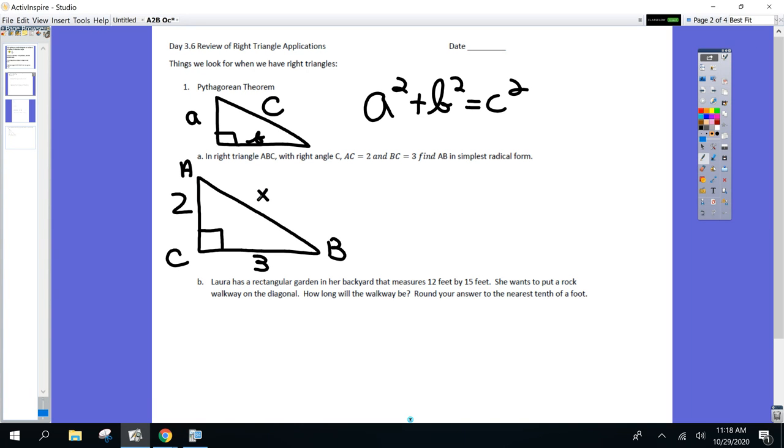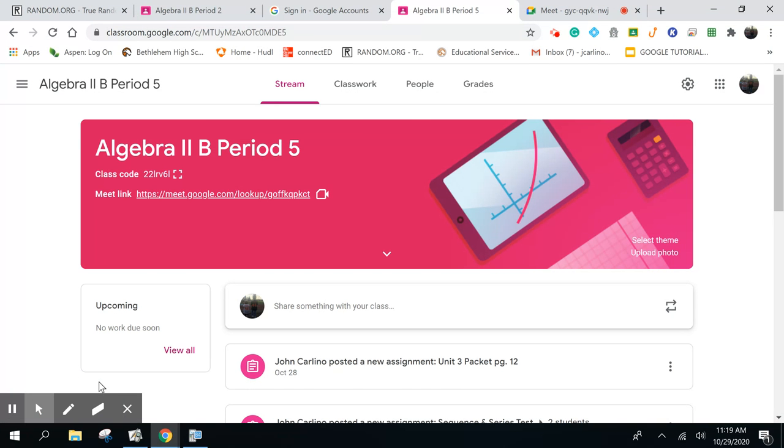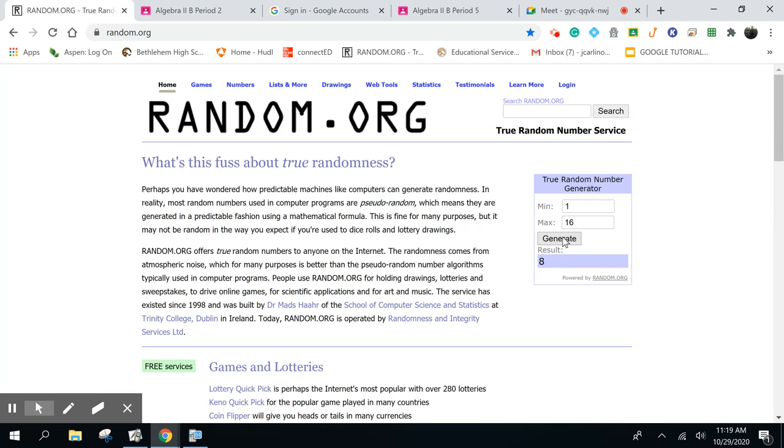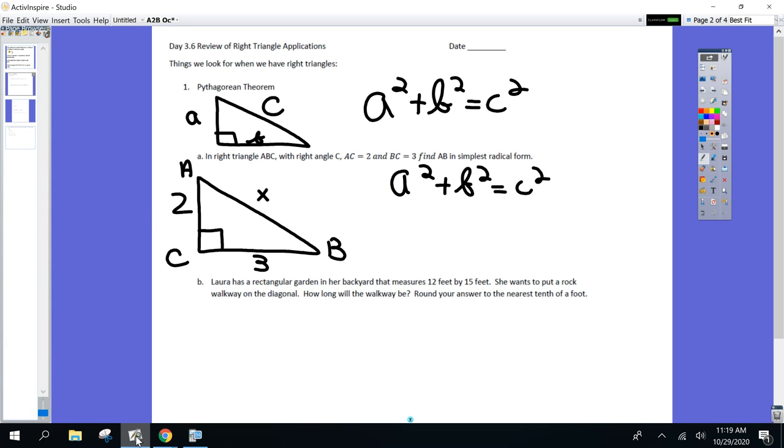I have a right triangle, and I know something about all three sides, so I'm going to use the Pythagorean Theorem. Now I'm going to ask one of you to plug in the values for me. Colin, what do you want to plug in for A, B, and C here? A is 2, B is 3, and then C squared. Make sure we're squaring those numbers we're plugging in. And then we keep going: I get 4 plus 9 equals C squared.